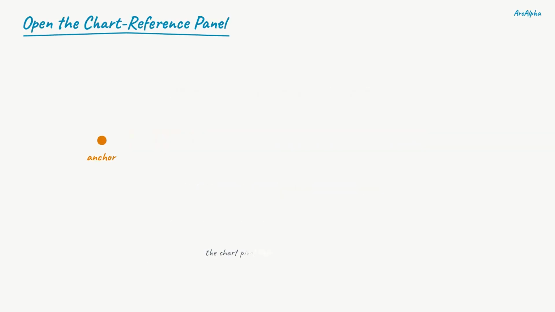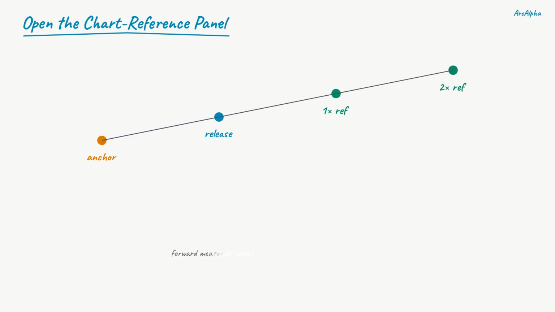First level, the anchor, the chart pivot the setup is measured from. Second, the release point, where the price action shows the setup is in motion. Third, the measured move references, one or two forward levels at 1 or 2 times the anchor distance. And alongside those, the suggested stop level, the price where the setup is no longer a valid setup. Together, anchor, release, references, stop, that is the complete chart reference picture for the trade.